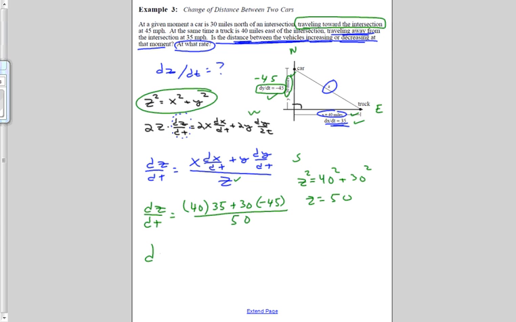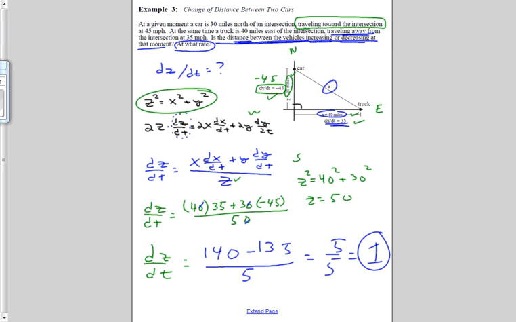And so if I do out the work, we can cross off a 0 from each of these. Zeros go away. We're essentially dividing everything by 10. So 4 times 35 is 140. 3 times negative 45 is negative 135, all over 5. Oh, I love the way these work out. So this ends up being 5 over 5, which equals 1.